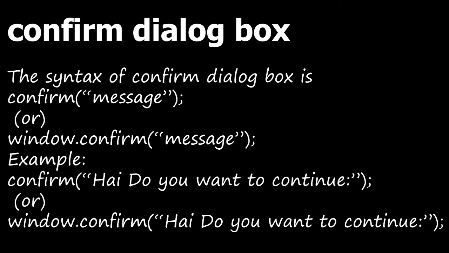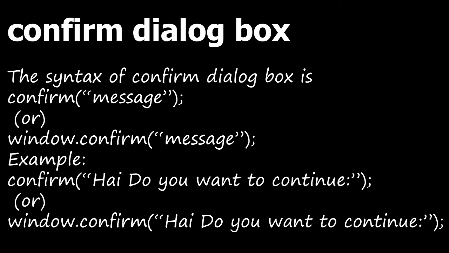There in alert we saw it is alert inside the bracket, inside double quotes, message, and at last semicolon. In the place of alert, if you need confirm dialog box, you will use confirm. Another syntax is window dot confirm inside the bracket, inside double quotes, whatever message you have to get in the output side, you can give it, right?